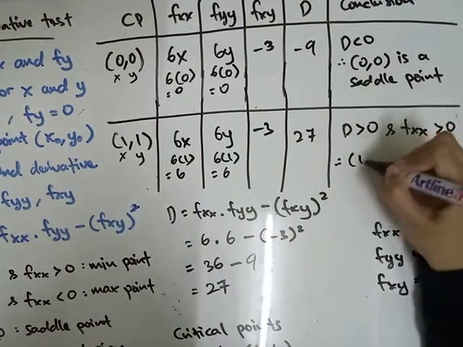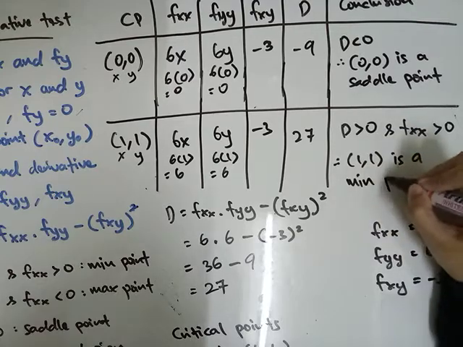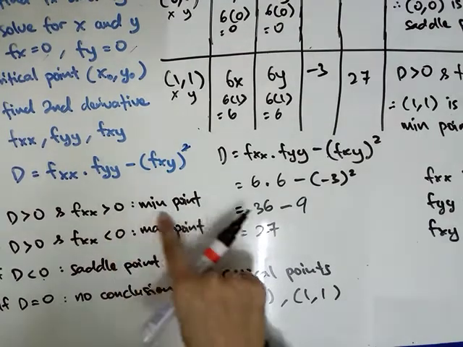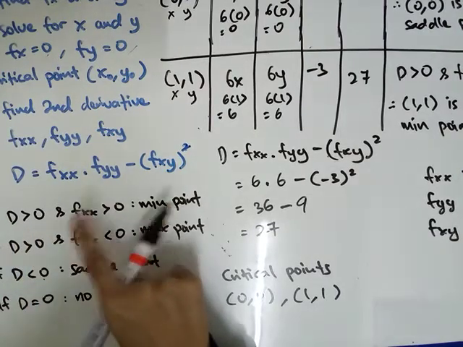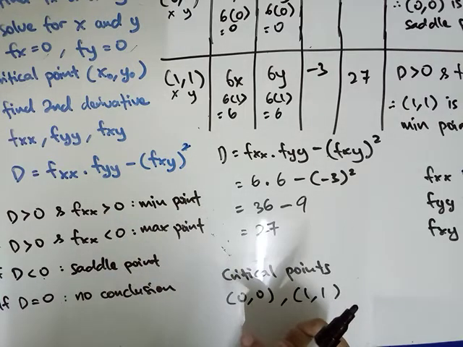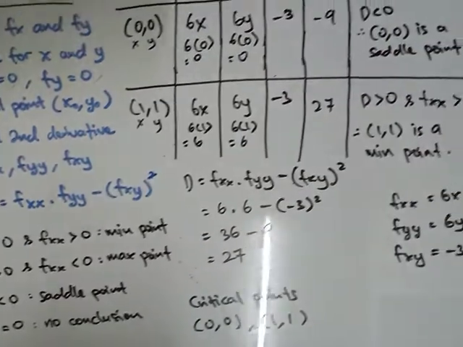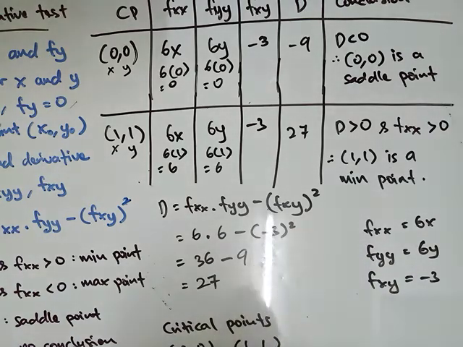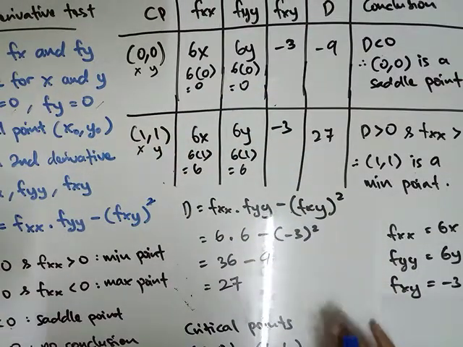Therefore, at point (1, 1), it is a minimum point. Because fxx is more than 0. So it is minimum point. First look at D first. D more than 0, then only you look at fxx. Is it more than 0 or less than 0? If more than 0, it is minimum point. If less than 0, it is maximum point. Alright? You understand now? So this is the concept to find the maximum, minimum and saddle point based on the critical point. Alright. If you don't understand, you can ask on WhatsApp, okay?